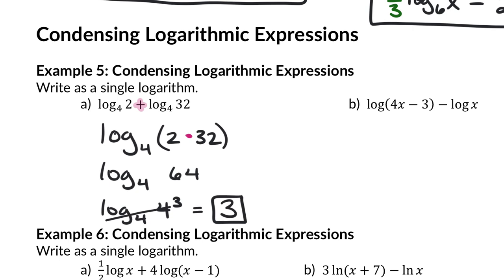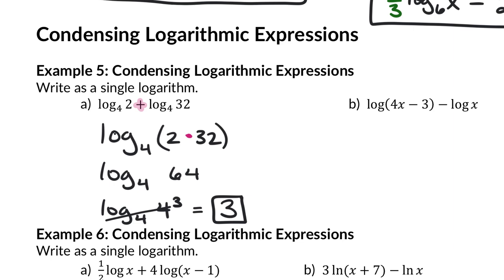You won't always have to do that extra step of condensing it down to a single number. It just happened to be that 4 and 64 are part of the same power family, so we can actually do that. We'll stop here before lunch, and we'll pick this up after lunch, finishing example 5 and then the rest of this page.